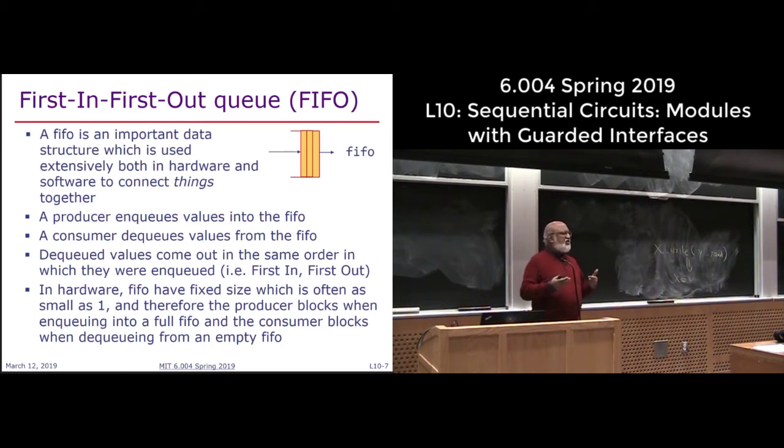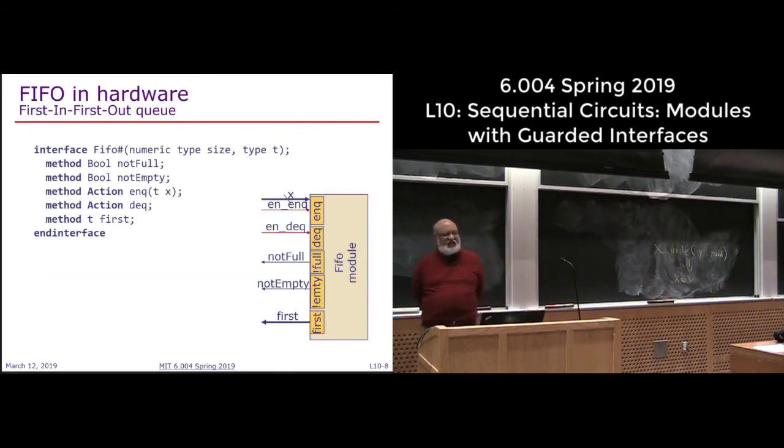For enqueue to succeed, the FIFO has to have space, right? And the same thing is true for dequeue. You cannot dequeue unless the FIFO has something in it. You can't dequeue from an empty FIFO. All right, so these are the checks. You are always checking whether a FIFO is full or whether it's empty. Now let's see what kind of interface I may give it.